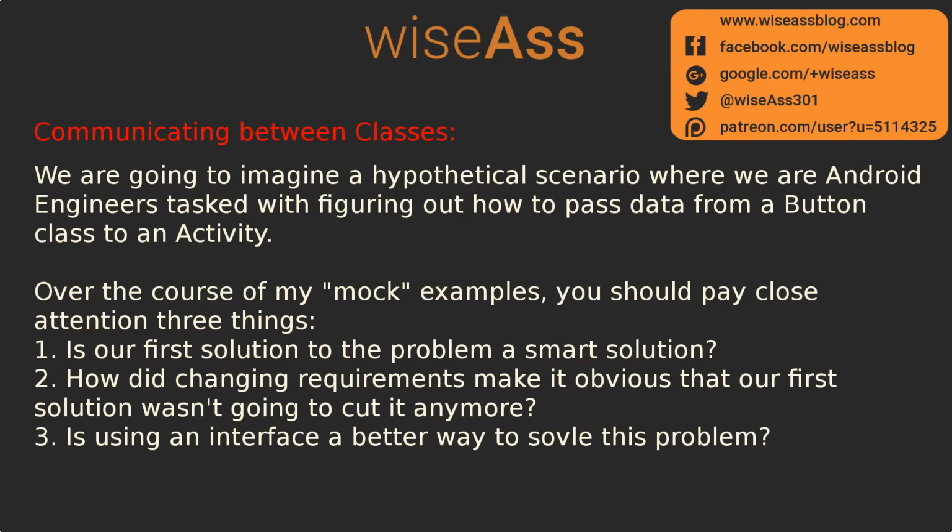Over the course of these examples, I'd like you to pay close attention to a couple of really important themes that have big implications, and through that you'll also start to see how interfaces can solve some of those problems. There are three things I want you to pay close attention to. We're going to solve this problem a couple of different ways. First, is our first solution to the problem a smart solution? Secondly, how did changing requirements make it obvious that our first solution wasn't going to cut it anymore? And thirdly, is using an interface a better way to solve the problem? So without further ado, we're going to jump into the example.